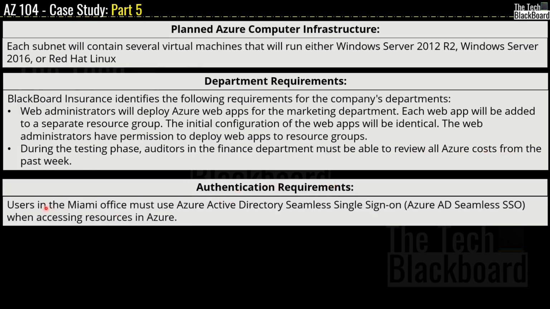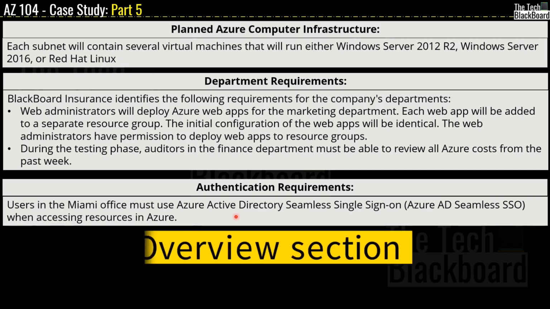This one says that the users in Miami office must use Azure Active Directory seamless single sign-on when accessing resources in Azure. So that was all what was given in the case study. And this case study had different sections, unlike the previous case studies that we covered in earlier 4 parts.